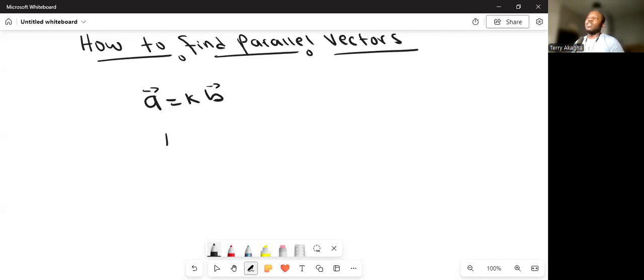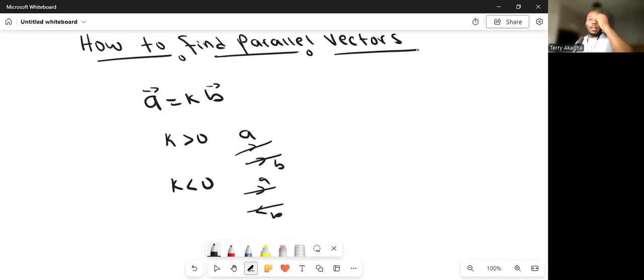But another thing you need to know, if K is greater than 0, it means that A and B are in the same direction. If K is less than 0, it means that A and B are in the opposite direction. Are you seeing it? And if K is equal to 0, it means that it is a zero vector. All right? So that is that.